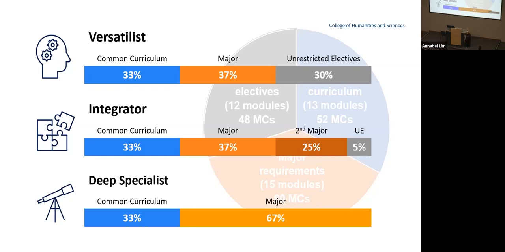All right. The integrator will be someone who, besides picking, for example, a stats major or a data science major or a math major, picks up a second major, right?